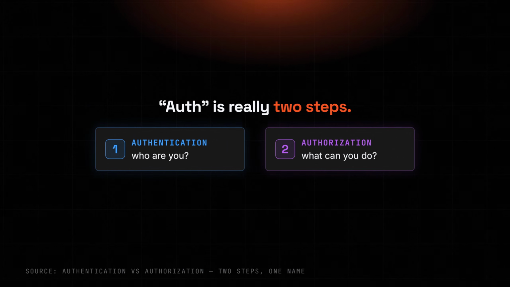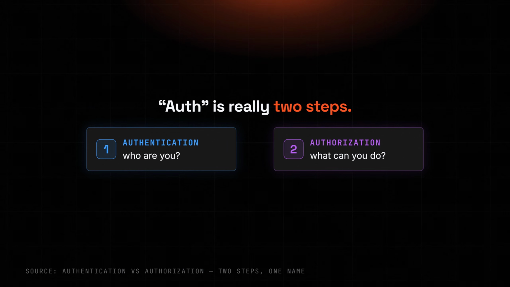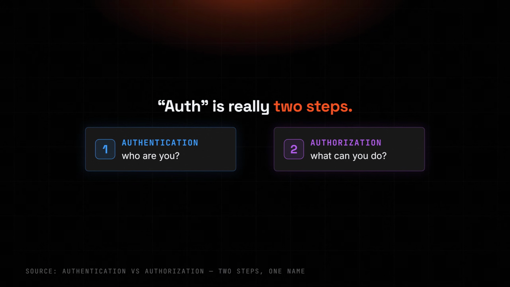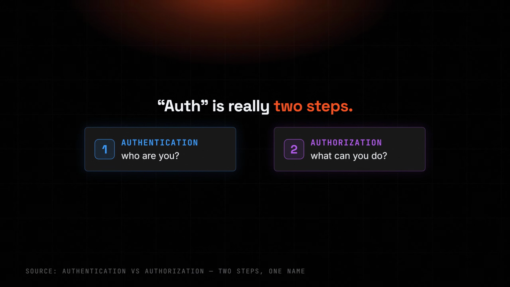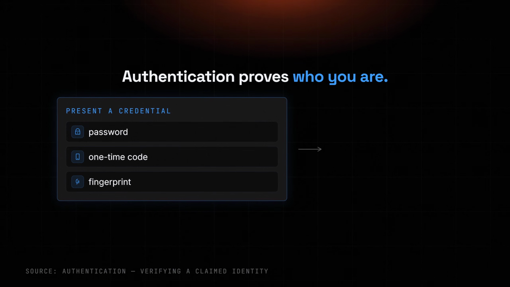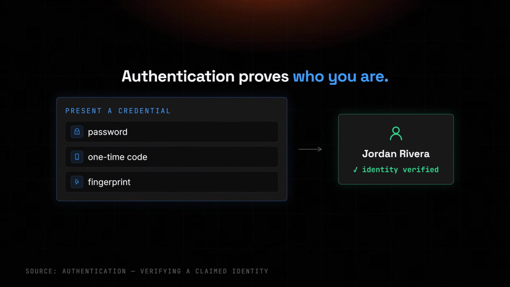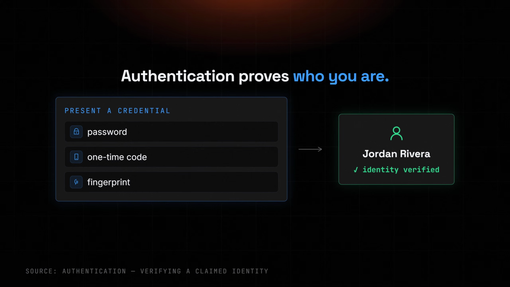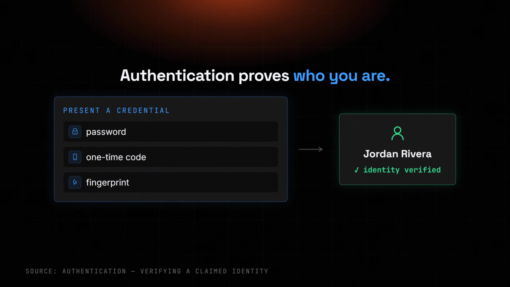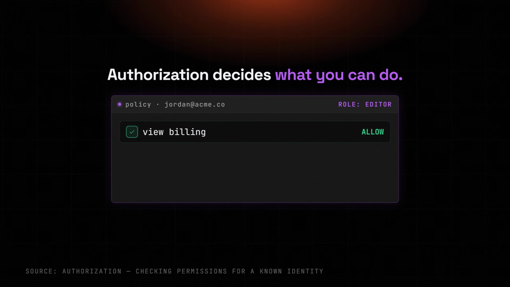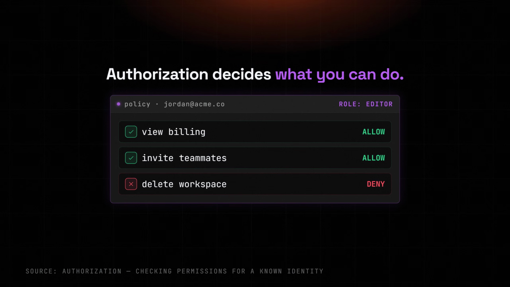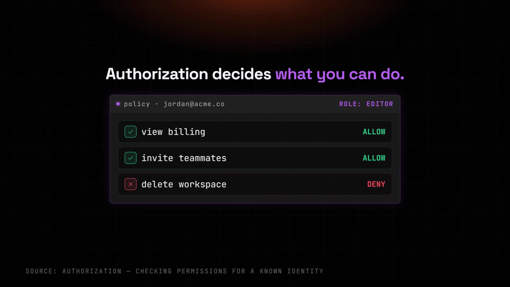Concept 1. It sounds like a single idea, but it is really 2, and they always happen in a strict order. The word people reach for is auth, but auth is 2 separate steps wearing one name. First, authentication. It answers a single question: who are you? You hand over a credential, a password, a one-time code, a fingerprint, and the system verifies it. That is the entire job, just proving you are who you claim to be. Then, and only then, comes authorization. And this answers a completely different question. Now that we know who you are, what exactly are you allowed to do here?